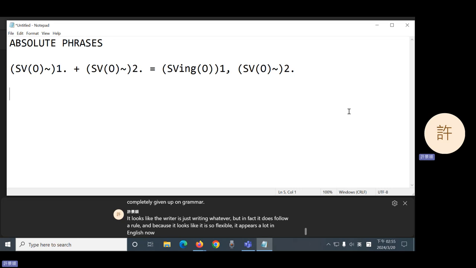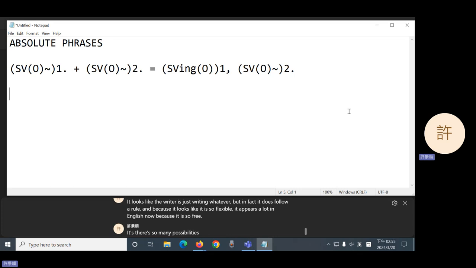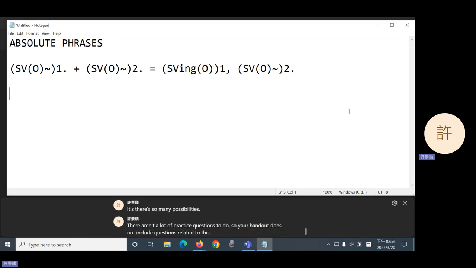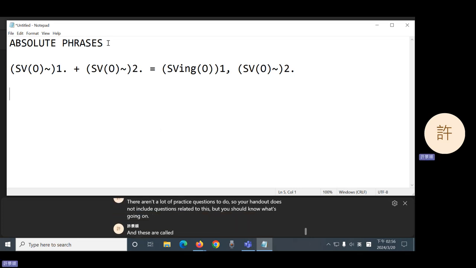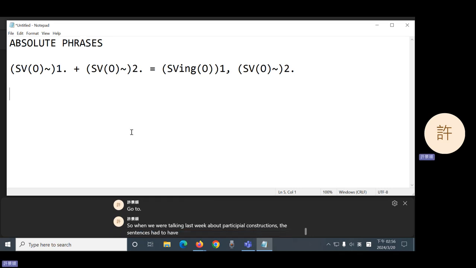Now, because it is so free, there are so many possibilities, there aren't a lot of practice questions to do. So your handout does not include questions related to this, but you should know what's going on. And these are called absolute phrases. In Chinese, we call this 独立分词构句. So when we were talking last week about participial constructions, the sentences had to have the same subject.